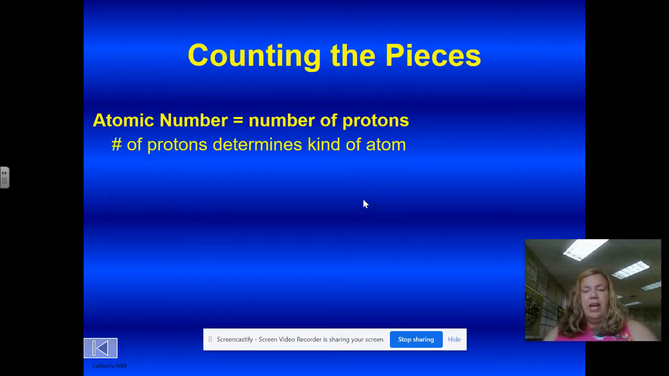So for example, if I have 6 protons, I have a carbon atom, period. If I have 5 protons, I no longer have a carbon atom. I have to have 6 protons to have a carbon atom.